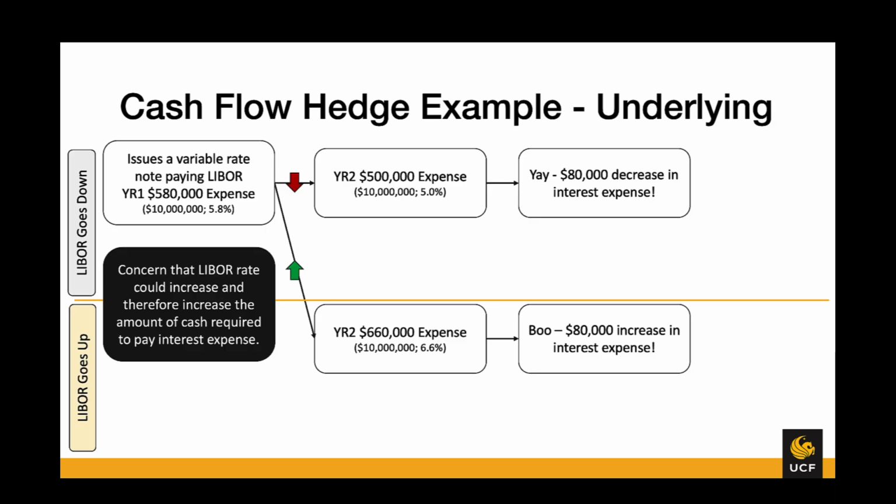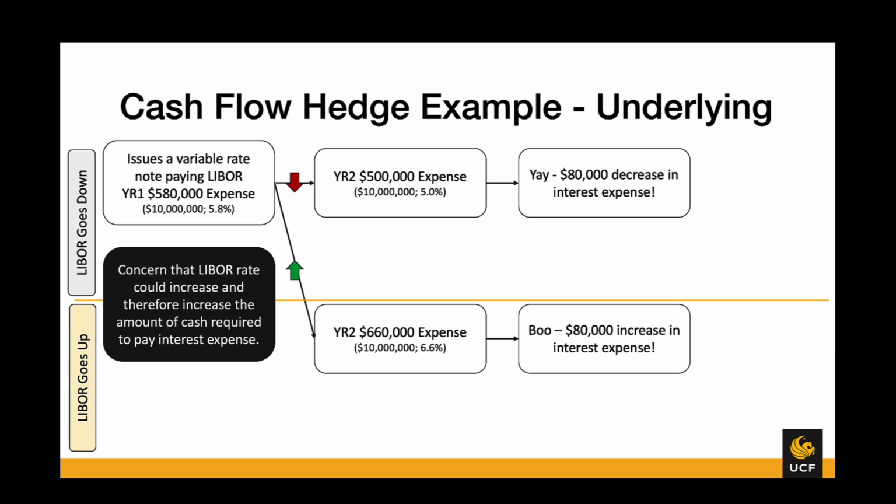For the purposes of our examples, I'm still going to use LIBOR because that was what was used when your book was written. And so in this example, we're going to say that we have issued a variable rate note that pays LIBOR. So we are paying interest based on LIBOR. It's a $10 million note and we're paying 5.8%, which gives us $580,000 of expense in year one. But what we're worried about is that the LIBOR rate is going to increase, and therefore the amount of cash that we have to pay out as interest expense is also going to increase.